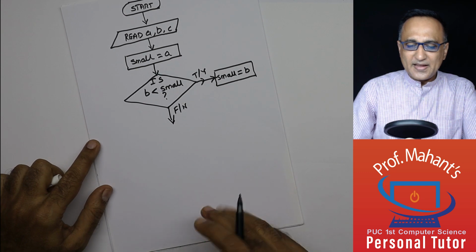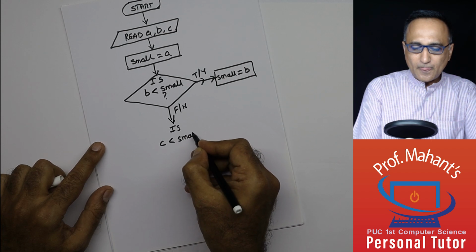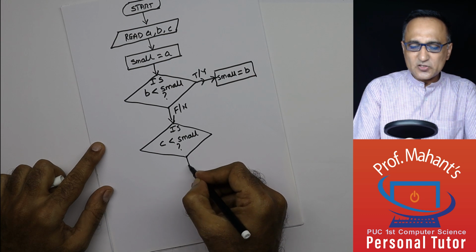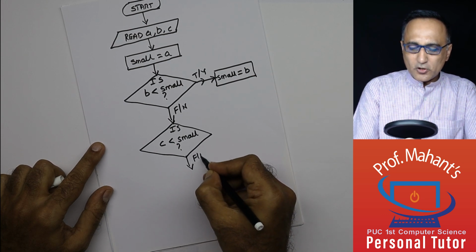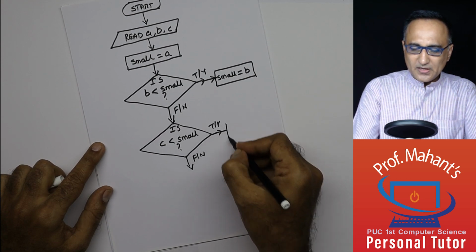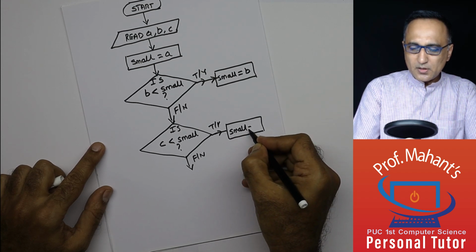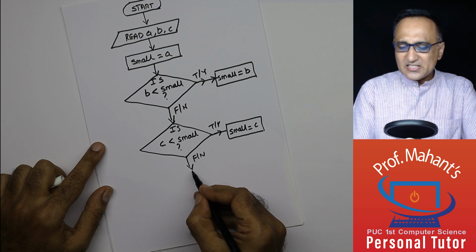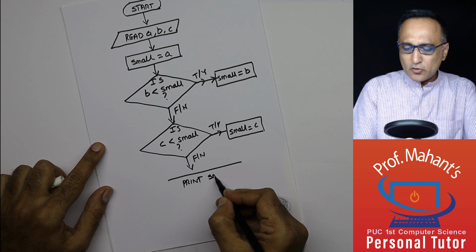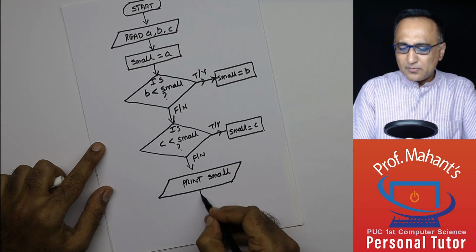Then I come here and I check whether C is less than small. Again, it can be false or no, or it can be true or yes. If it is true, then the new value of small is going to be C. And then the last step, I am going to print the value of small. It is going to tell me which is the smallest. And then once I do this, I am going to come to a halt.